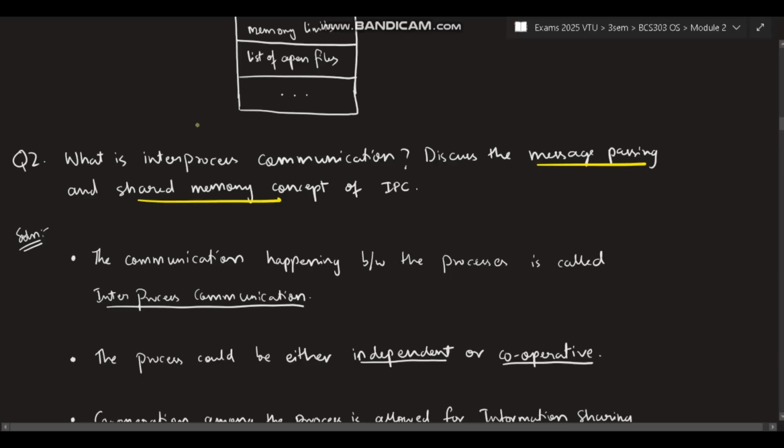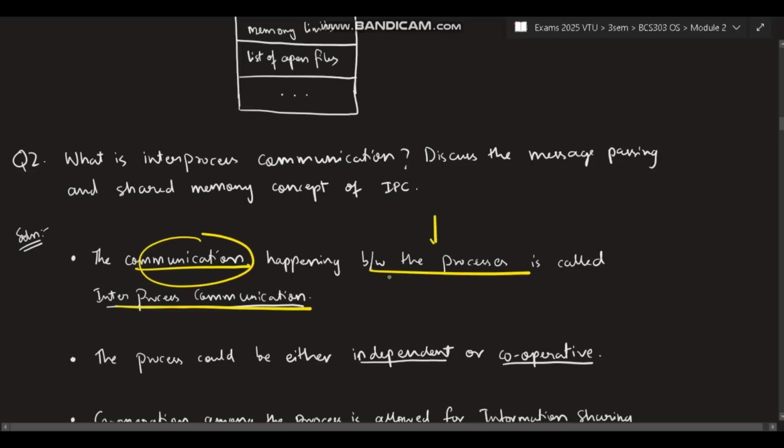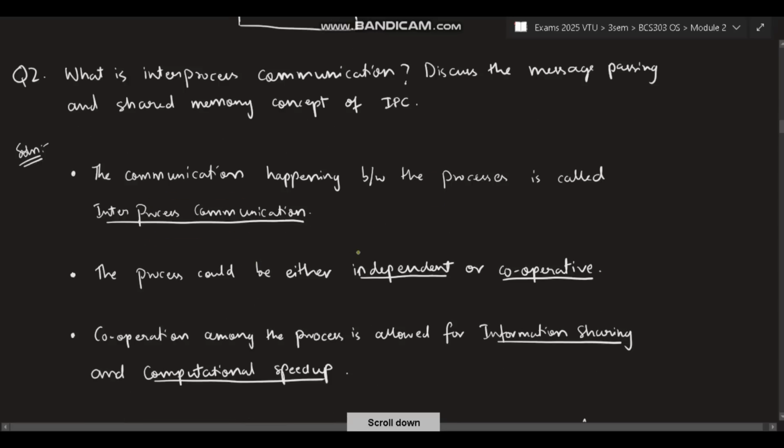So first let's understand in detail what is inter-process communication. The communication happening between the processes is called inter-process communication. Very simple. The process can be either independent or cooperative. So this is a process P. It can be either independent or cooperative. Independent means this will execute and finish by itself. It does not require the help of any other process, and cooperative is the one which requires data from other processes as well. Cooperation among the processes is for information sharing and computational speedup.